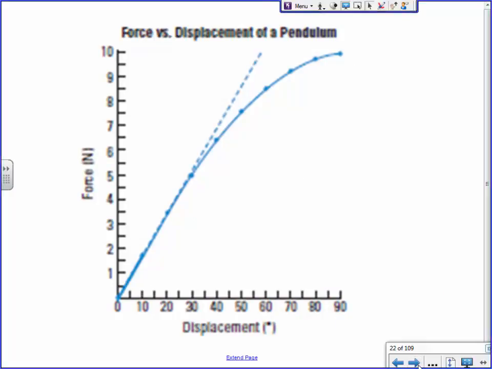This does fail, though, when the angle gets bigger. It only works for about the first, let's say 20 degrees of angle. So if you have a pendulum and you try to pull it back 45 degrees, the math actually doesn't hold. So we're just going to assume that we always pull this back just a reasonable amount. But the further you pull it back, other things kind of come into play.